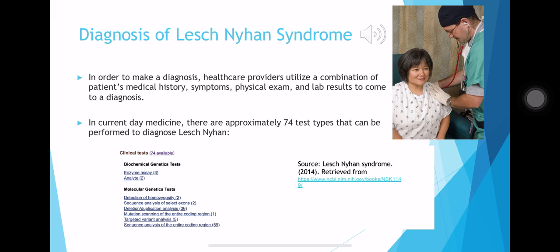When discussing the diagnosis process of Lesch-Nyhan syndrome, you'll find that many healthcare providers have to utilize a combination of factors due to the fact that this syndrome is so rare. Healthcare providers will oftentimes use patients' medical history, symptoms, physical exam, and lab results to come to a conclusion for their diagnosis. In modern day medicine, there are approximately 74 tests that can be performed to diagnose Lesch-Nyhan. There's enzyme assays, there are sequence analyses of select exons, there's trying to detect mutations. We're going to go through the steps of a diagnosis process for Lesch-Nyhan in the next slide.